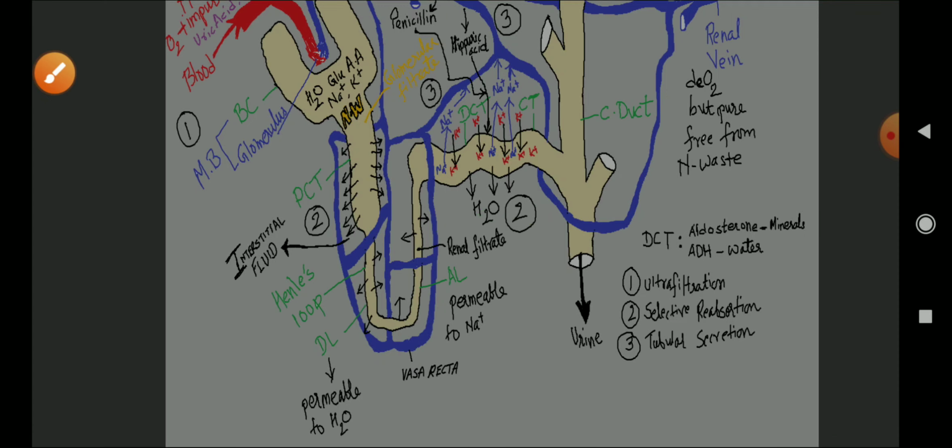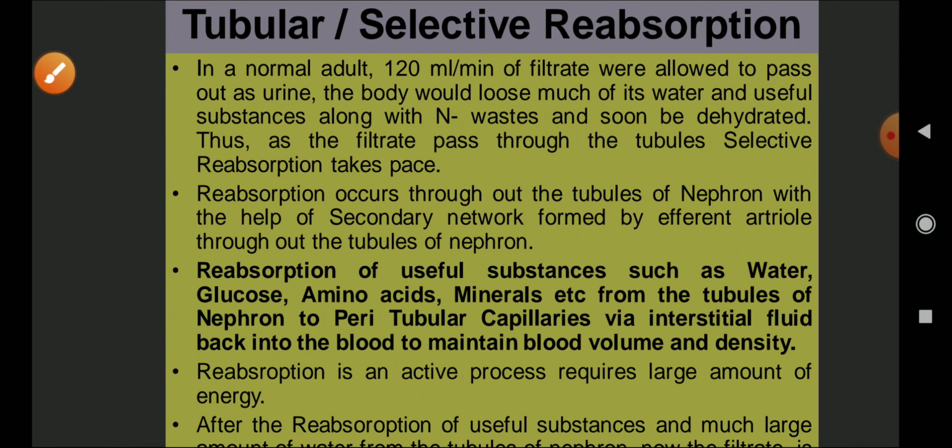Let us see the selective reabsorption. What is selective reabsorption? Selective reabsorption means reabsorption of certain useful substances like water, glucose, amino acids, minerals from the tubules of the nephron to the peritubular capillaries via interstitial fluid, back into the blood to maintain blood volume and density. This is known as selective reabsorption.